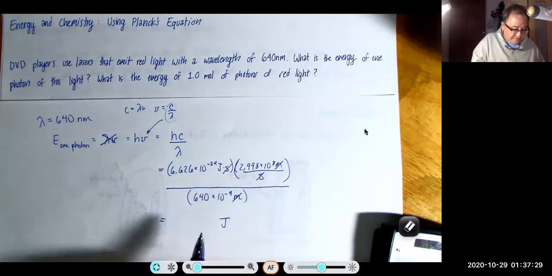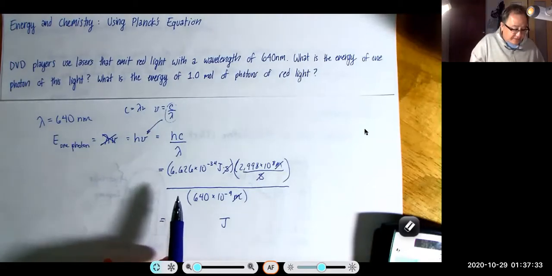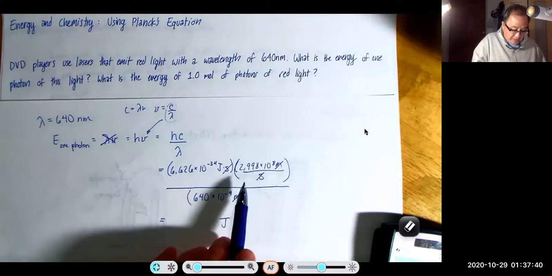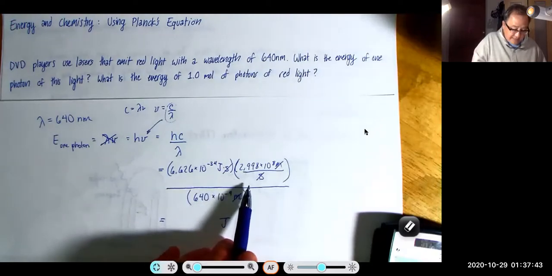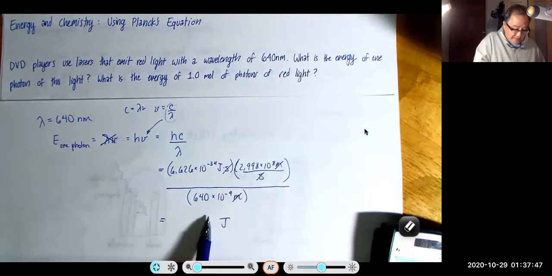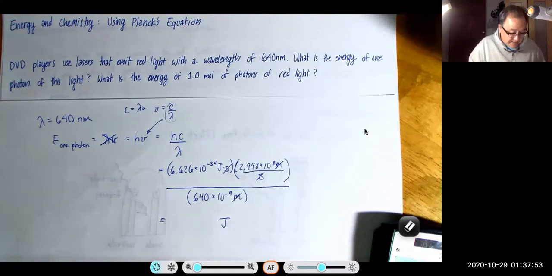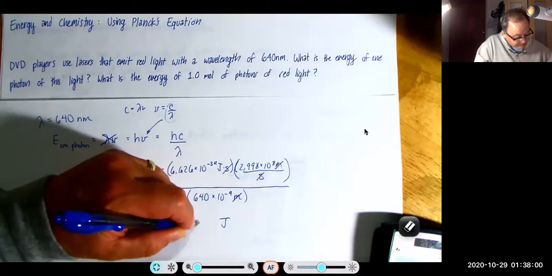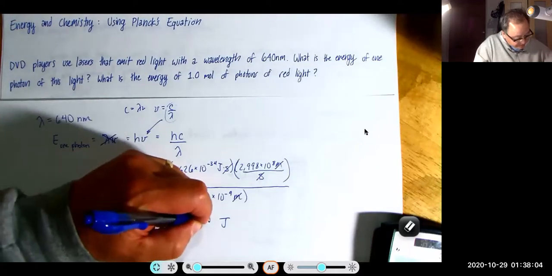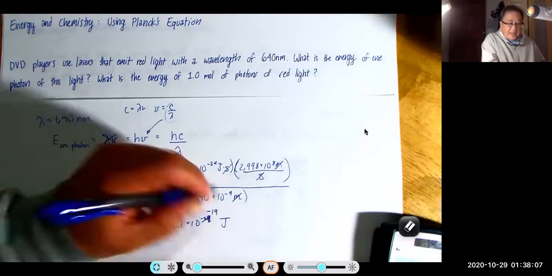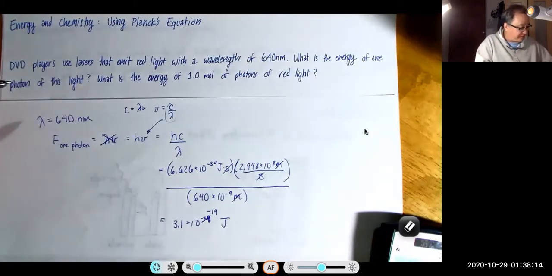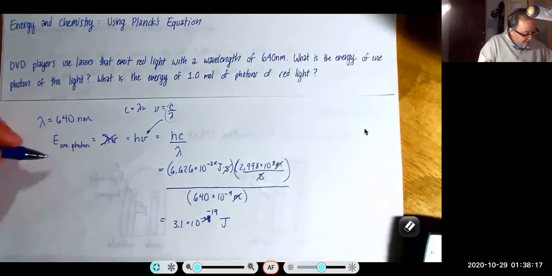So let's take a look at these values here. 6.626 EE negative 34 times 2.998 EE 8, divided by 640 EE negative 9. And let's see what we get. It equals 3.1 times 10 to the minus 19 joules. And I'm going to leave it at two significant figures because 640 only has two significant figures. So this is the energy of one photon.